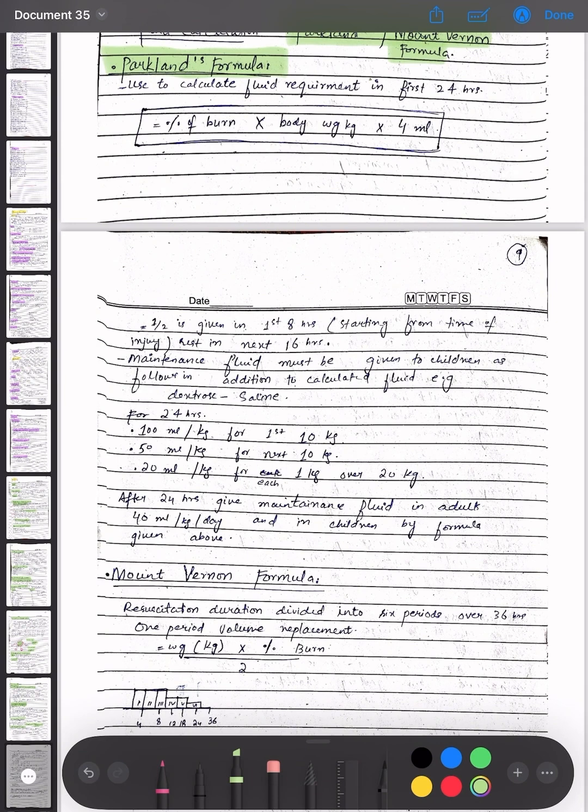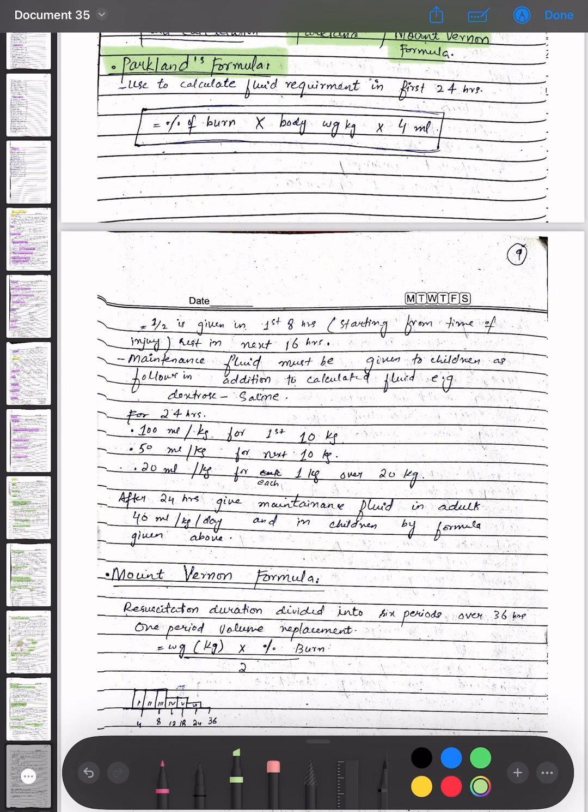Maintenance fluid must be given to children as follows, in addition to the calculated fluid. For example, dextrose or saline for 24 hours: 100 ml per kg for the first 10 kg, 50 ml per kg for the next 10 kg, and 20 ml per kg for each 1 kg after 20 kg. After 24 hours, give maintenance fluid in adults 40 ml per kg per day and in children by the formula given above.